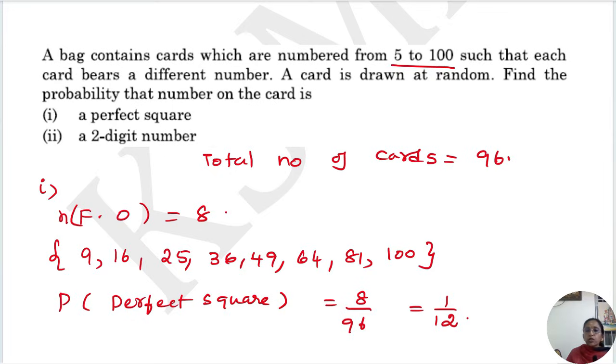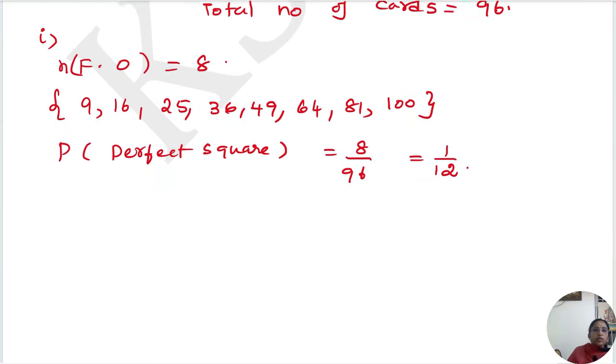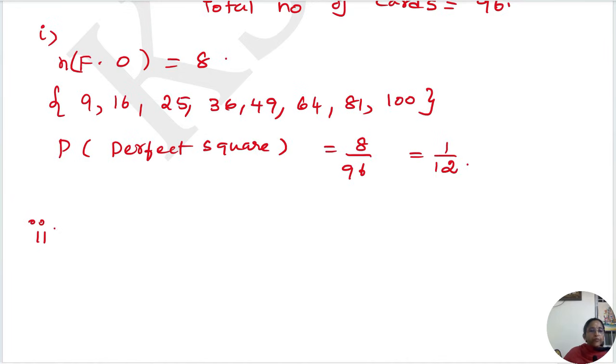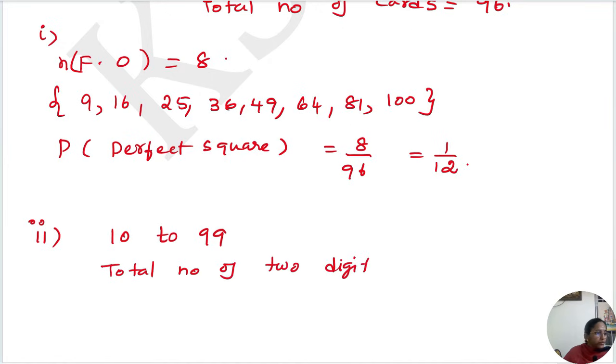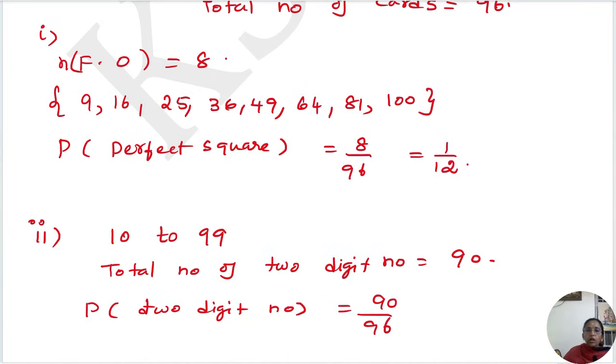And second subdivision is 2-digit number. So for 2-digit number, the 2 digits start at 10 to 99 here. So the total number of 2-digit numbers is 90. So probability of 2-digit number, 90 over 96. On reduction, 15 over 16.